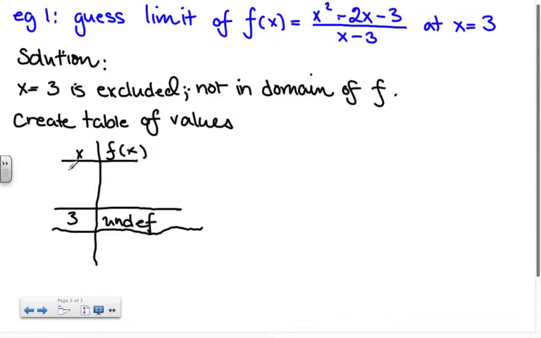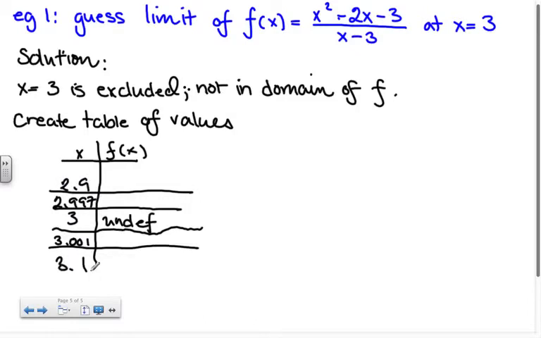So let's try 2.997 and 3.001, like that. And say 2.9 and 3.1 for completion purposes. Okay. Now we plug in numbers into this function, and you guys are algebraic geniuses, so I don't need to tell you how to do this.